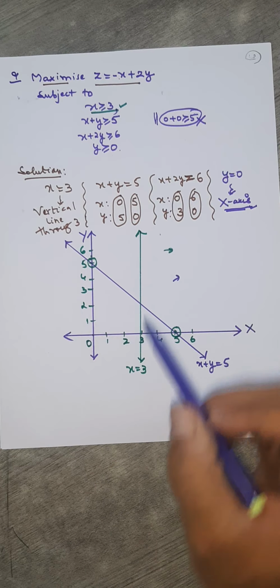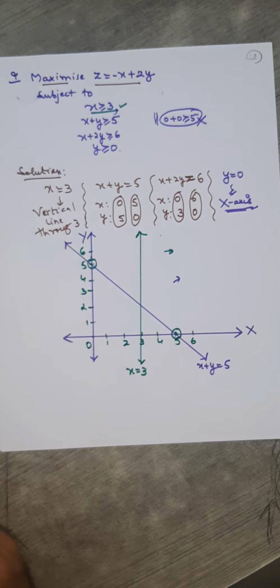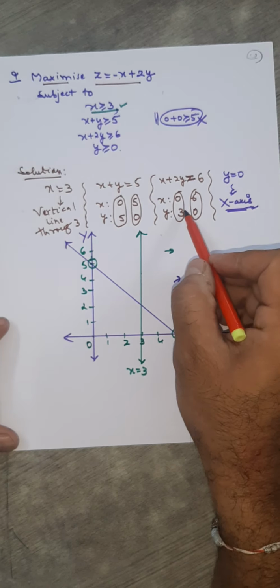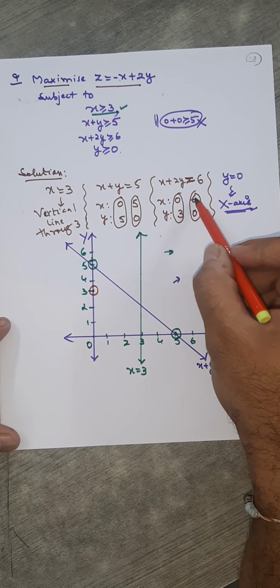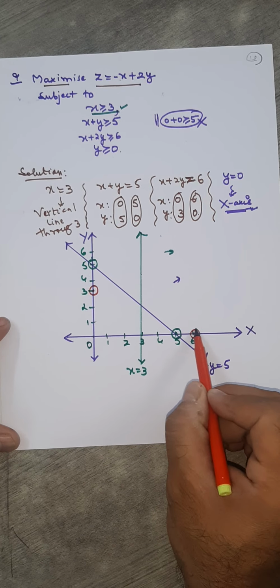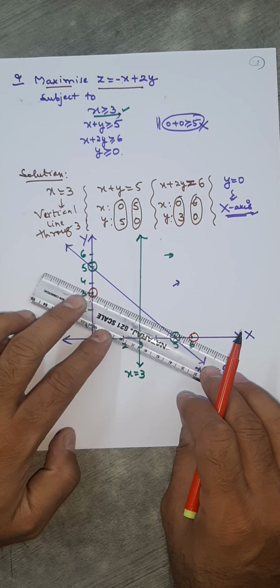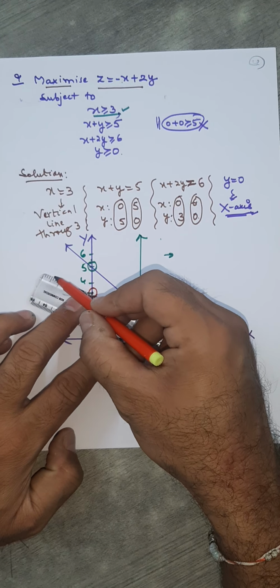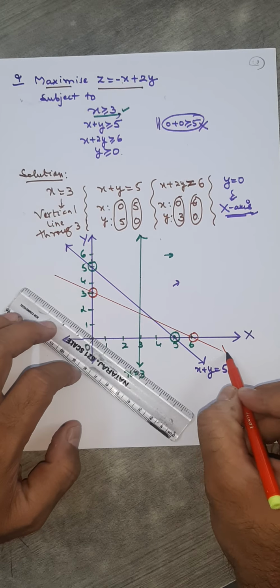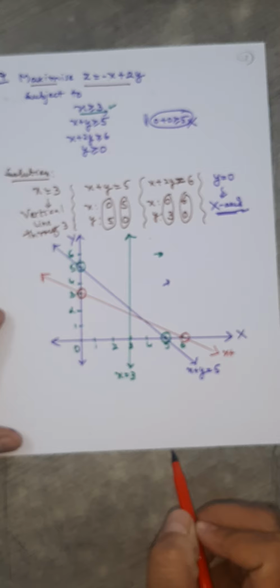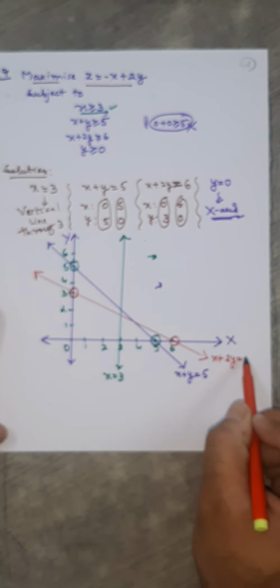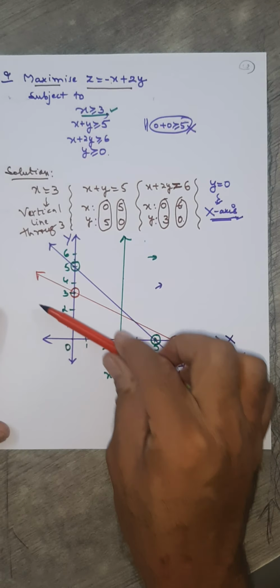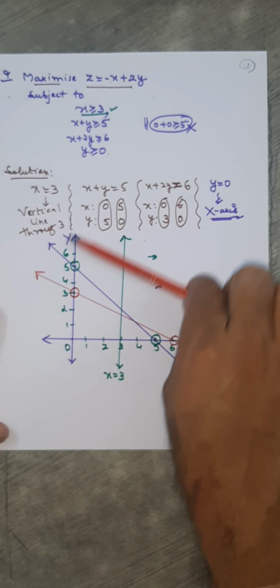Okay. Third one. We'll go for the third now. (0, 3), this one. And (6, 0). So the line through these 2 points. This is the third inequality, which is x plus 2y equals 6. Now again decide whether it is this region or this region.